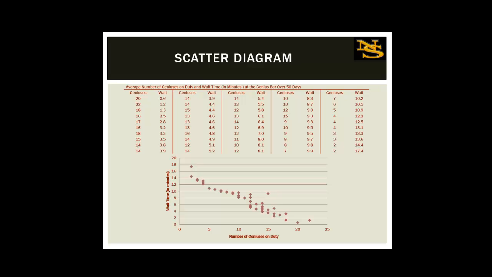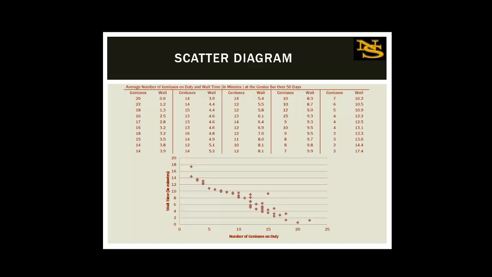Keep in mind, we're looking at two variables. So if we're thinking about there's 50 days, we have day 1, 20 geniuses, average wait time 0.6. Day 2, 22 geniuses, average wait time of 1.2. And you have 50 pairs of scores in this data set to represent each day. So again, take a look at this scatter diagram and tell yourself, do you think it is a strong, a weak, or a moderate relationship? Do you think it's positive or negative relationship? And it is linear, I'll tell you that.